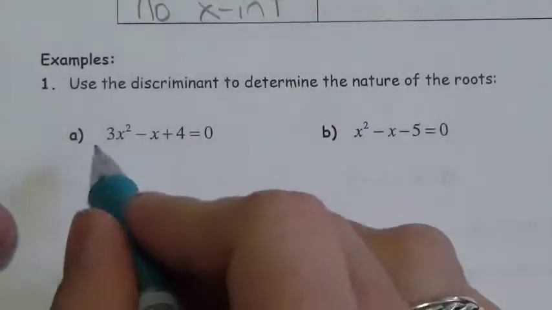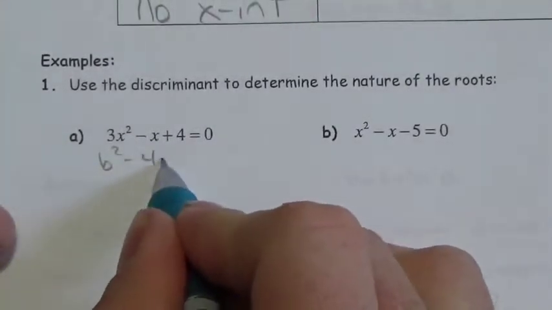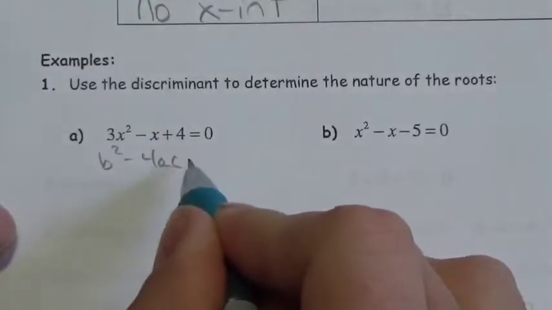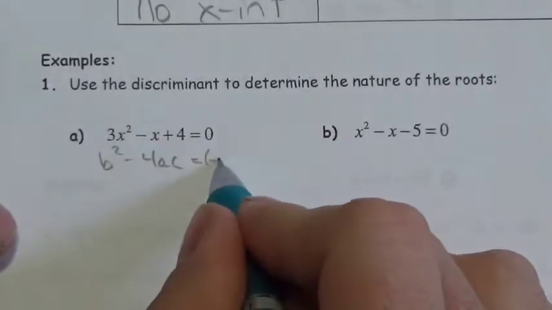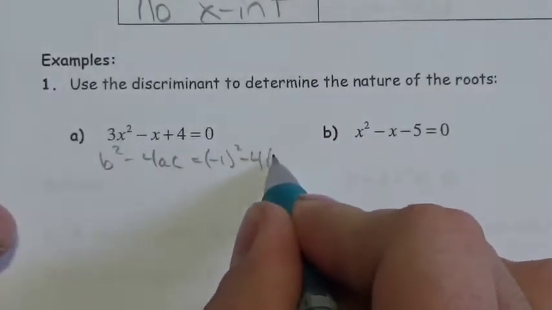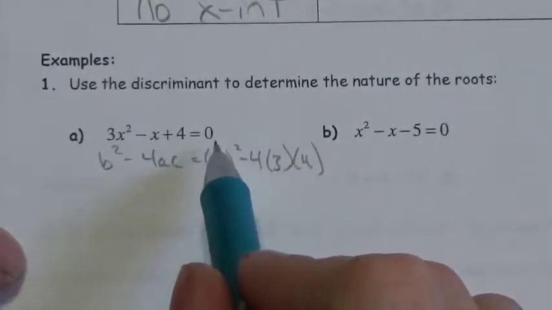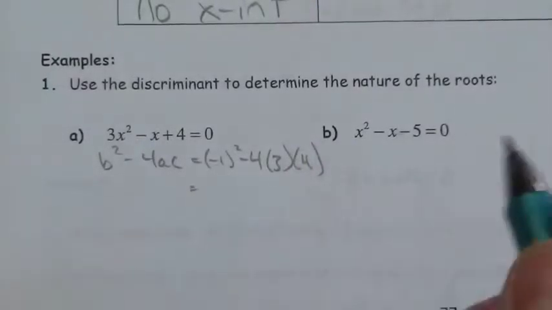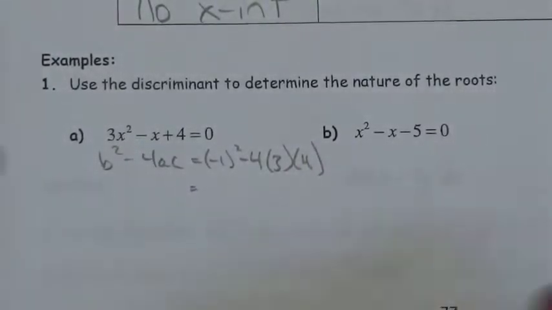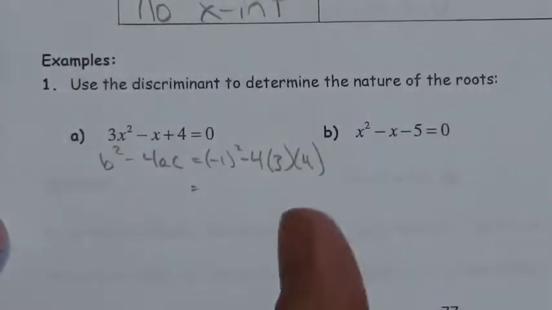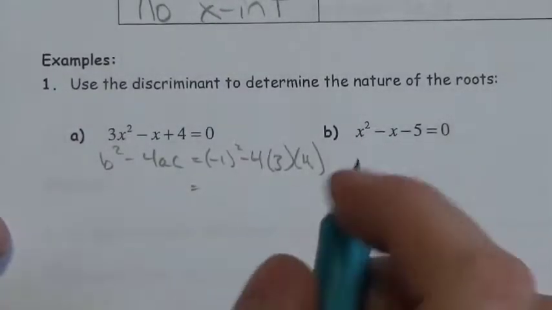So this is written in the right form here. So b squared minus 4ac. Okay, this is going to equal negative 1 squared minus 4 times a times c. Now it's really important that you put that negative in parentheses here. Now, although in this particular case it's not going to make that big of a difference, it's not going to change the answer here, but it can change the answer if you do that incorrectly.